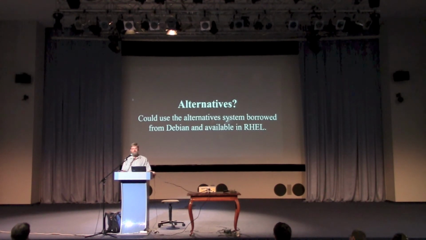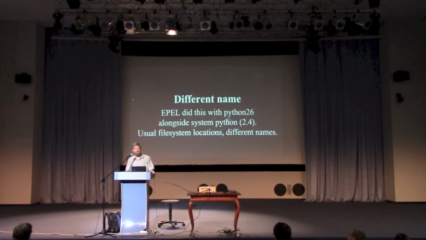So, not dealing with /usr/local/bin Perl, which is in the path. Well, you could use the alternatives system, which RHEL borrowed from Debian. That's a possibility. You could use a different name. EPEL did this when they added support for Python 2.6 to live alongside Python 2.4 on Red Hat Enterprise Linux 5. That way you just have to invoke Python 2.6, but it still lives in /usr/bin, and the libraries live in /usr/lib, and so they're just different names.